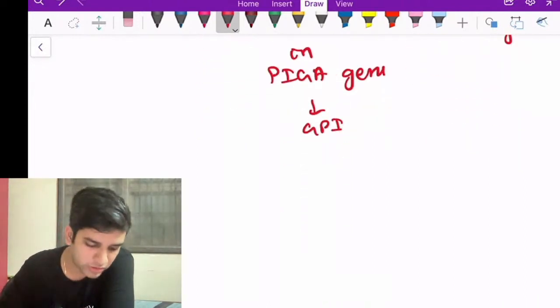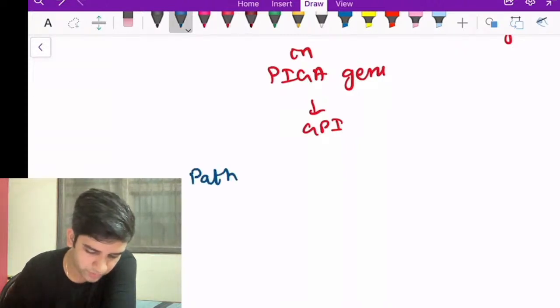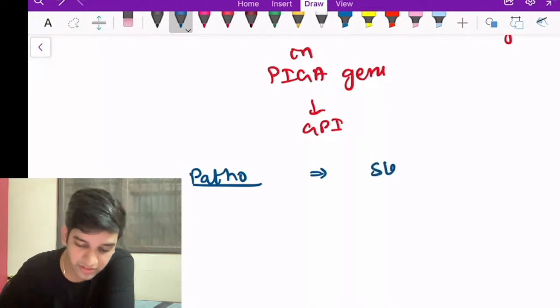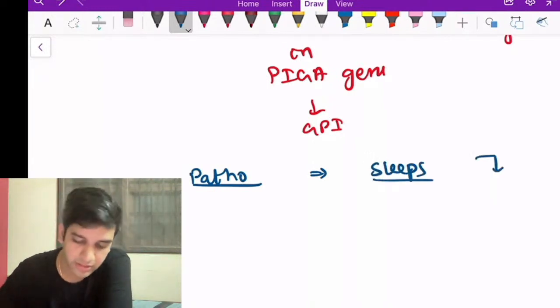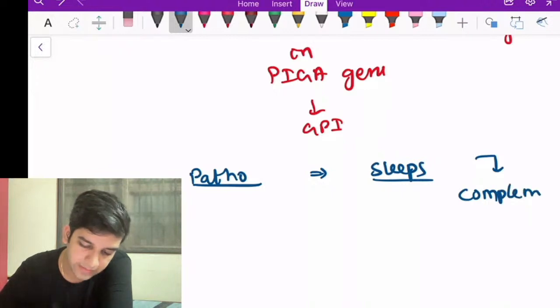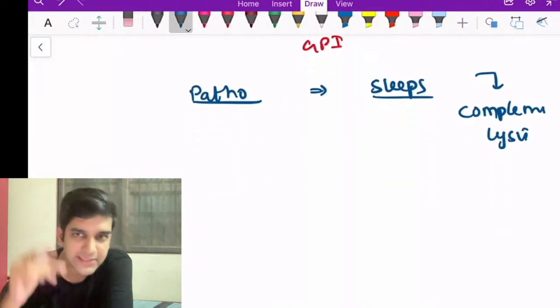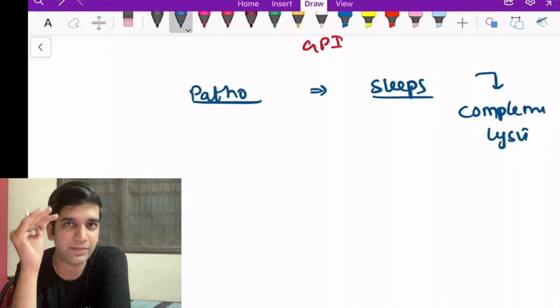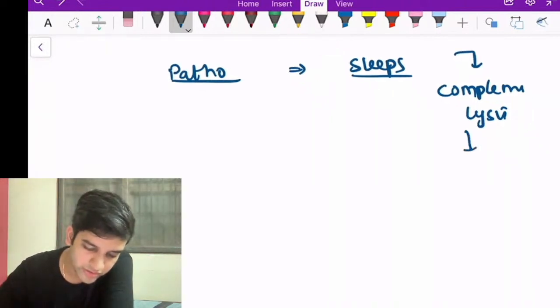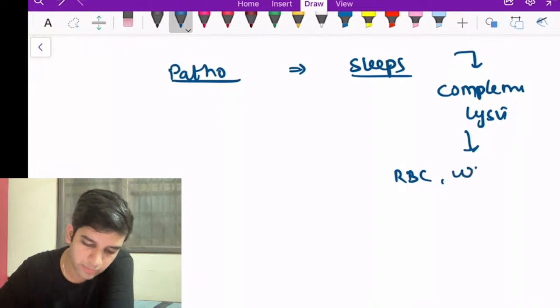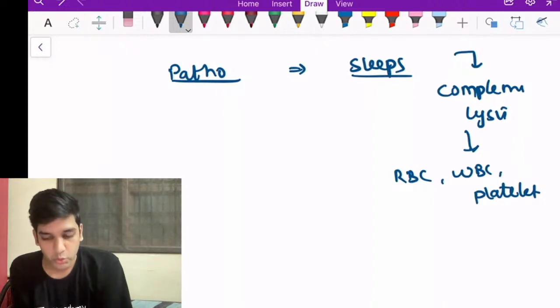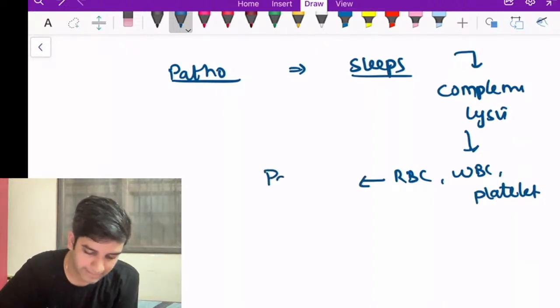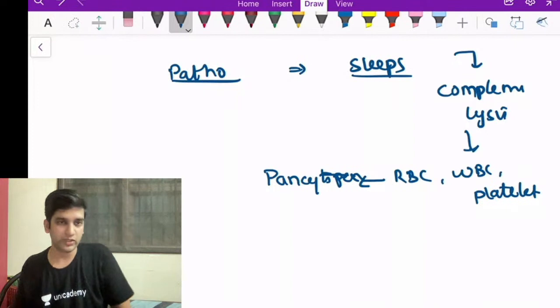So when I know what is normal and I know the problem, I can easily extrapolate the pathogenesis. What happens is, each time the patient sleeps, the activation happens, and I'm going to have complement mediated lysis of, is it just RBC or all three of them? It has to be all three of them, right? RBC, WBC and platelets will all undergo lysis. So I'm going to end up with something called pancytopenia. All three of them will undergo lysis.